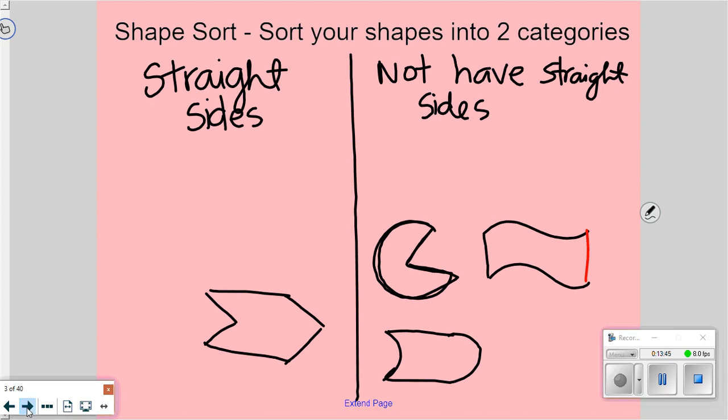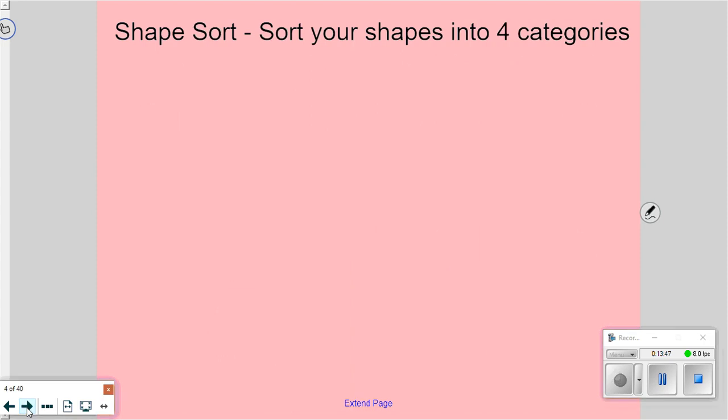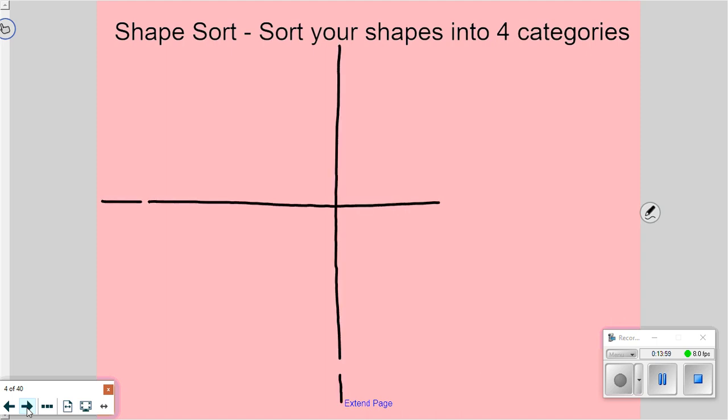This time, we're going to sort our shapes into 4 categories. What do you think our categories could be? Zach, what are you thinking?